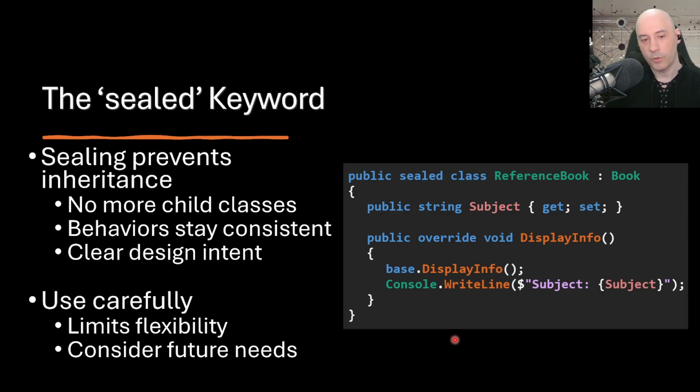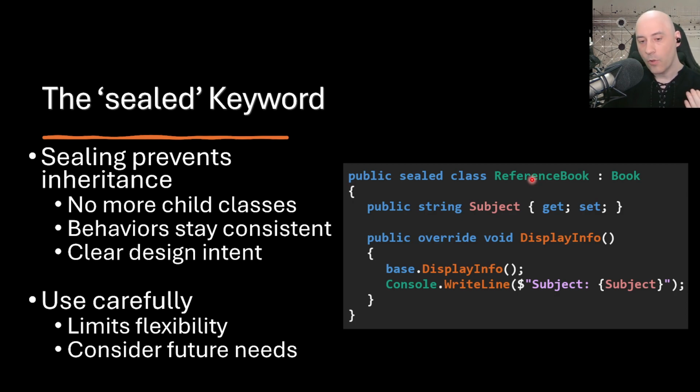The sealed keyword prevents any further inheritance. It has a few advantages, but this means that, okay, I'm going to create a reference book that's from a book type, but I'm not going to allow anything to be created from reference book. So this is as far down as the inheritance will go. So it's a public sealed class reference book that inherits from book, and you cannot inherit from reference book. So it's like saying this class is complete as it is.